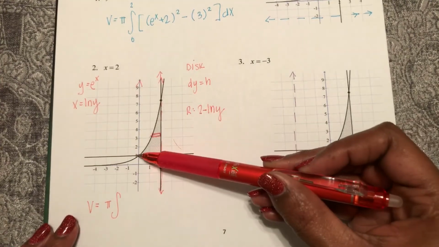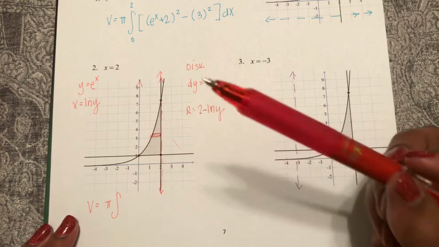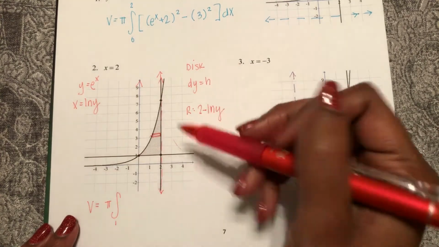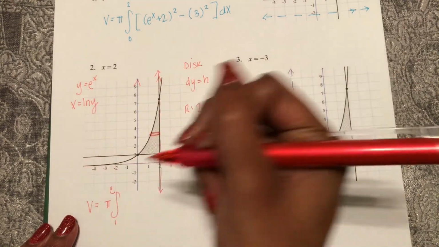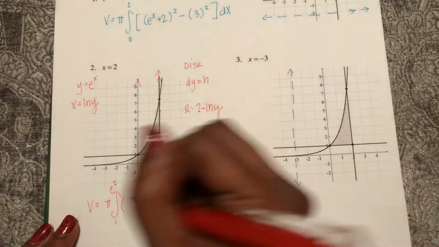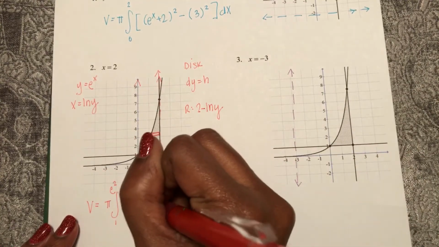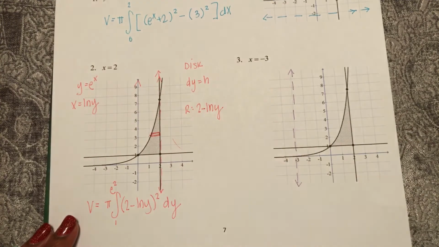So now I can set up my volume, pi times the integral. Okay, well, what's our lowest y value? Well, it looks like our lowest y value is y equals 1. And my highest y value is up here. That's going to be e squared, of my radius, which is 2 minus ln y, squared, times my height.